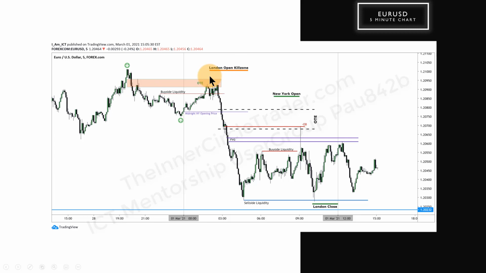London open kill zone, time, and price. Everything going opposite to the direction we anticipate, which is lower prices in euro, higher prices in dollar. And the market shows displacement.